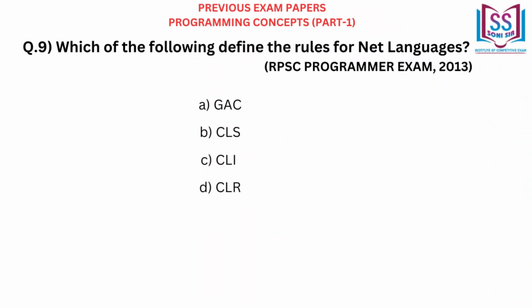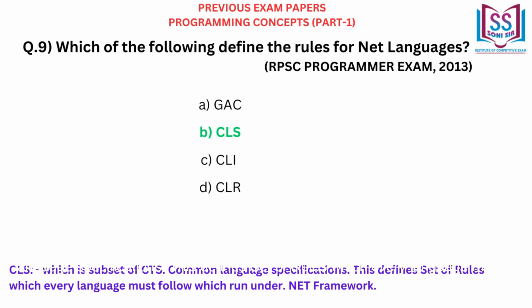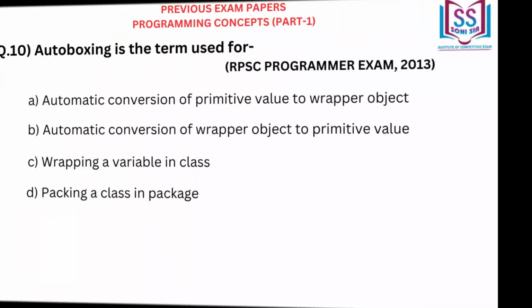Which of the following define the rules for .NET languages? A. GAC. B. CLS. C. CLI. D. CLR. Correct answer: B. CLS. CLS, which is a subset of CTS, Common Language Specifications. This defines a set of rules which every language must follow which runs under the .NET framework.